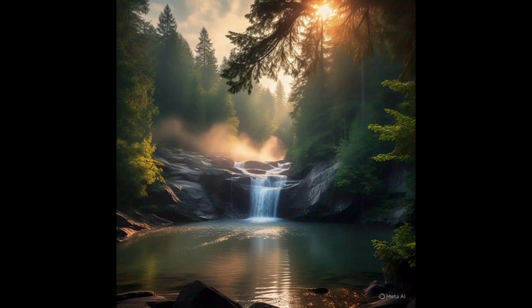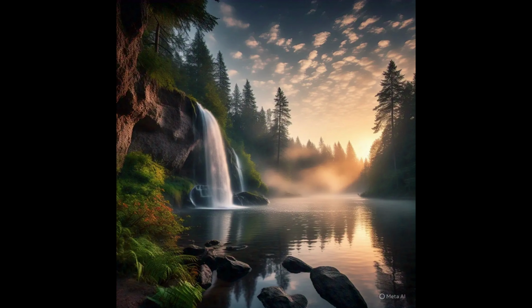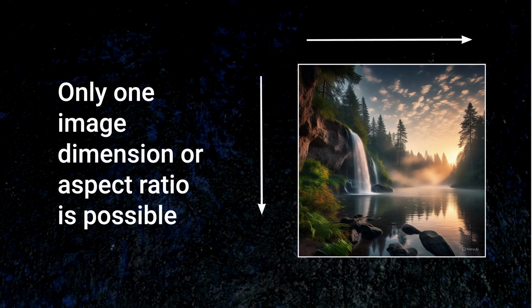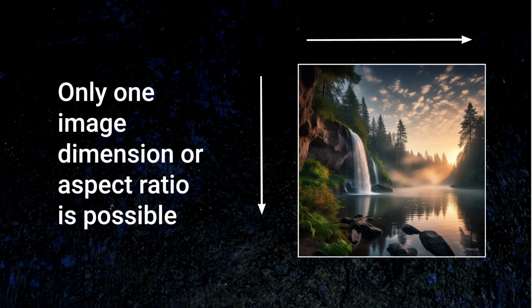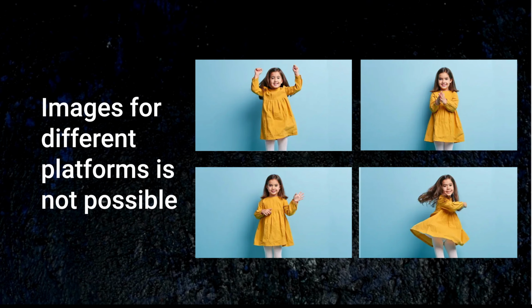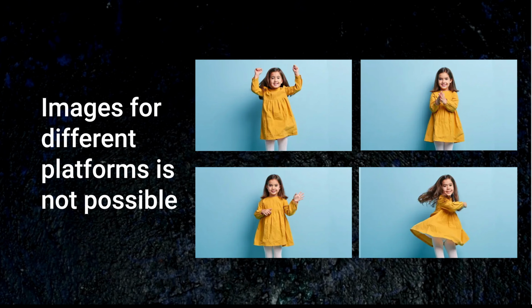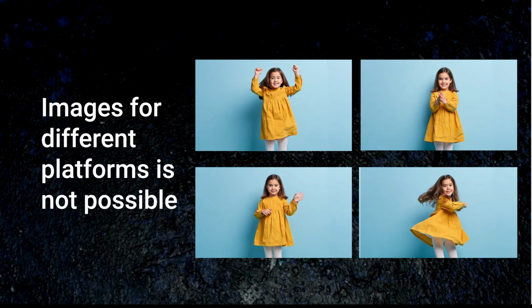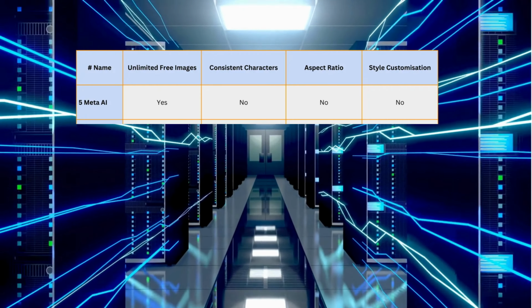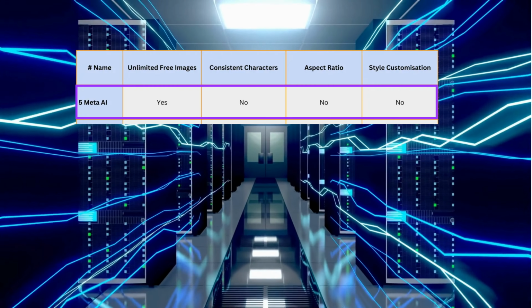But the reason why I'm keeping Meta AI at number 5 is because only one image dimension or aspect ratio is possible to create AI images with Meta AI. If you want to create AI images for different platforms, by changing the aspect ratio, that possibility doesn't exist with Meta AI. Also, if you want to create consistent characters or images with Meta AI, that is also not possible. Due to these reasons, I am putting Meta AI as the AI image generator tool at rank number 5.